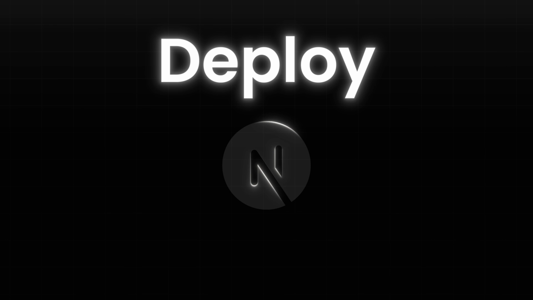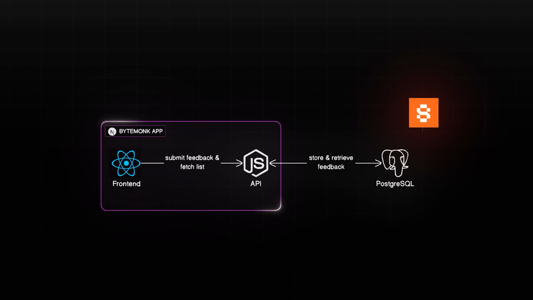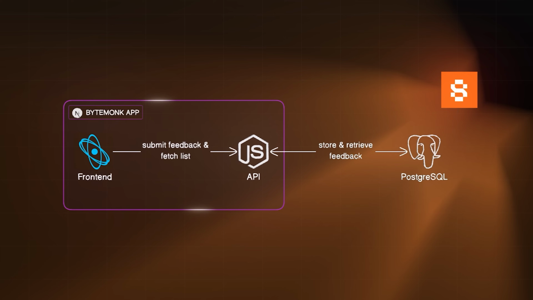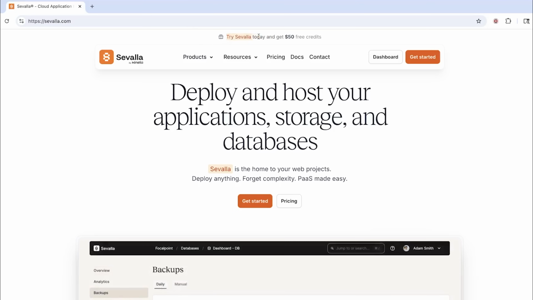Now, it's time to deploy this application so the world, or at least our team, can use it. For deployment, we'll choose Sevalla. It's going to let us deploy our Next.js app and our PostgreSQL database under one roof, quickly and easily. First, you need to create an account on the Sevalla website. They even provide some free credit to try it out, which is nice.